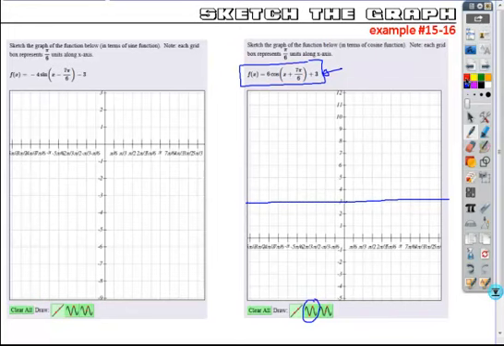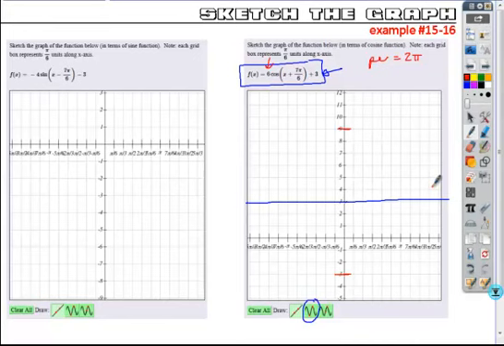Once I have my midline, what I'm then going to use is my amplitude of 6. I'm going to go 6 units up. So there's my max. I'm going to go 6 units down. There's my minimum. So that's the next step: use the amplitude to find my max and min. I'm then going to find my period. Is there any multiplier in front of my x? No, so I know my period is going to be 2 pi.